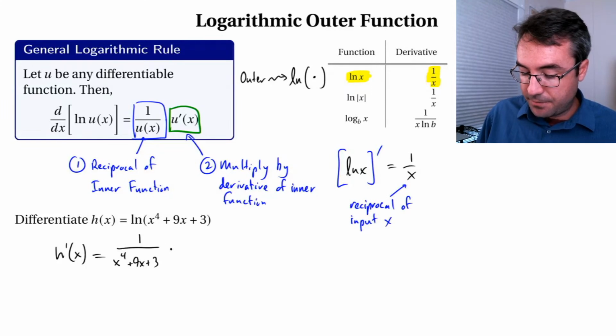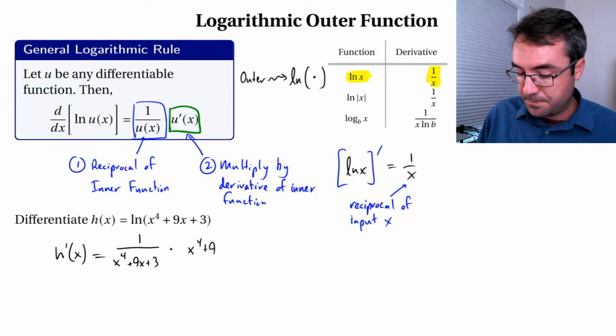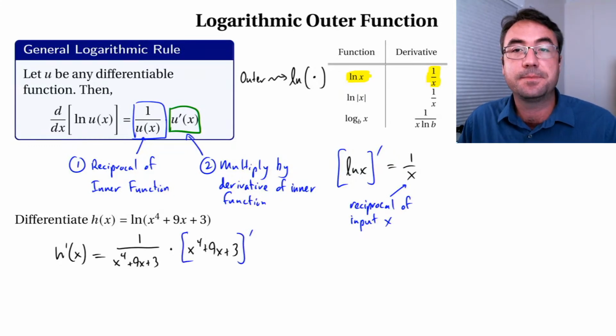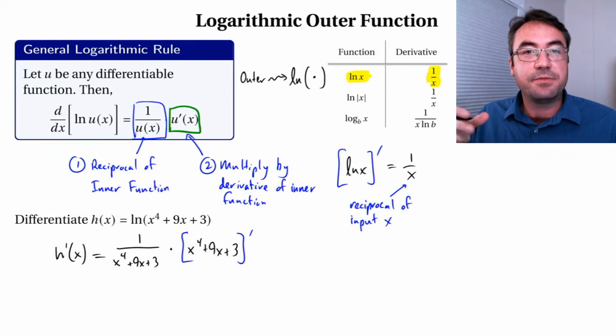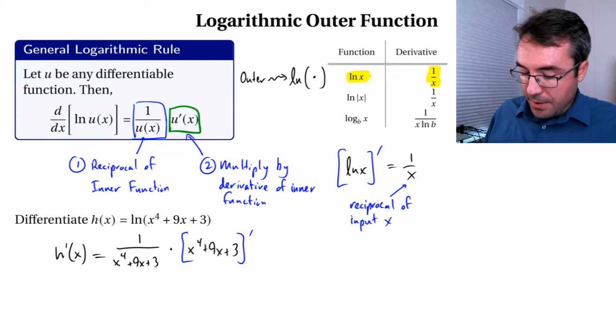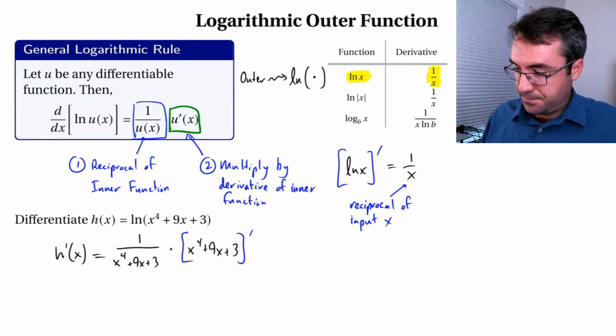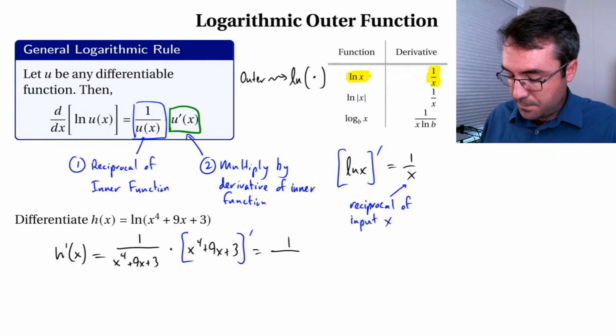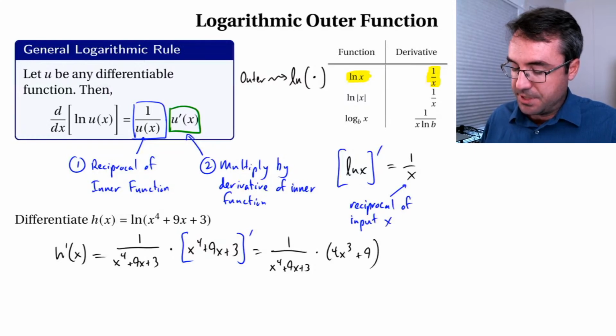Then we take our inner function, just as we've been doing with all the other special cases here, and we multiply by its derivative. So that's the heavy lifting. That's the chain rule. And then we just keep going. So we've done this one before. We get 4x cubed plus 9.